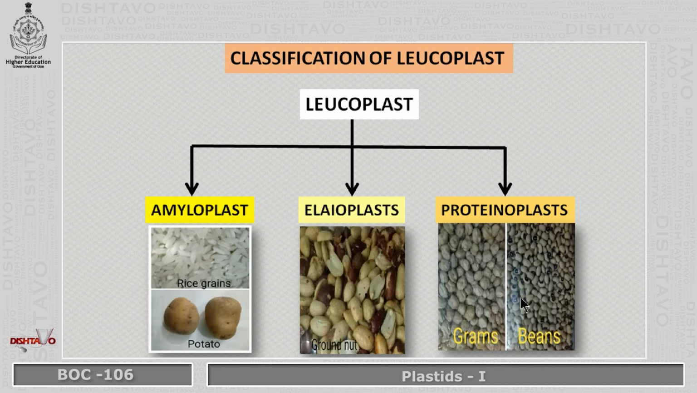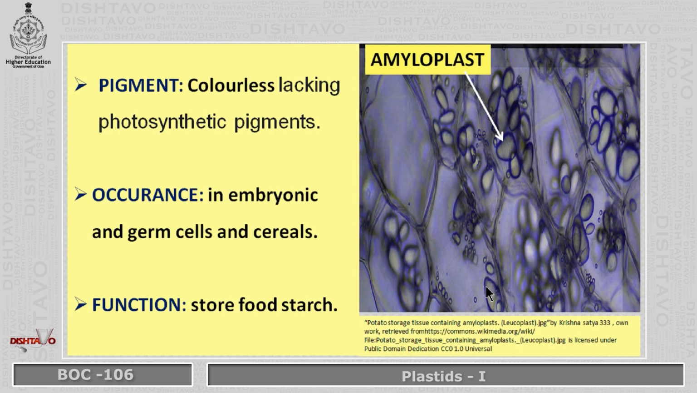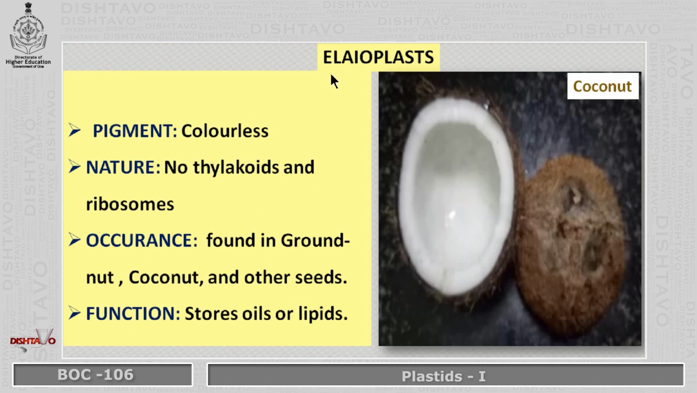Elaioplasts have oils in them, and then of course the proteinoplasts have proteins, which we can see in grams and beans, in other words, the pulses. If you take a single amyloplast, you see concentric circles here, where deposition of starch takes place. This plastid is colorless, so no photosynthesis can take place here, and they occur in embryonic and germ cells and cereals, like rice. The function is to store the starch.